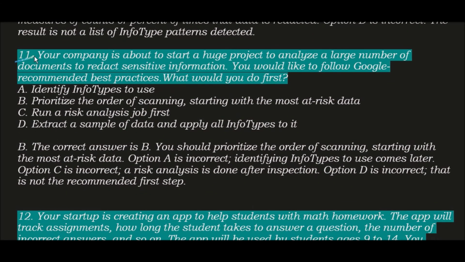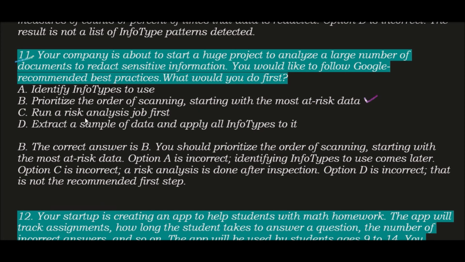Next question. Your company is about to start a huge project to analyze a large number of documents to redact sensitive information. You would like to follow Google recommended best practices. What would you do first? Option A, identify info types to use, is incorrect because identifying info types to use comes later. Okay. Option B, prioritize the order of scanning starting with the most at risk data, is correct here because you should prioritize the order of scanning starting with the most at risk data.